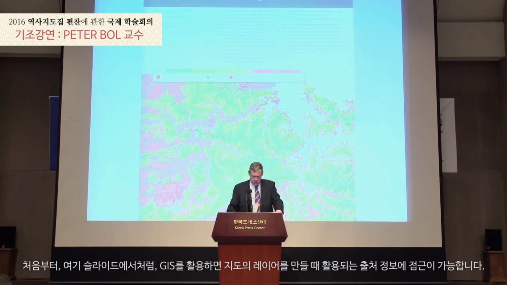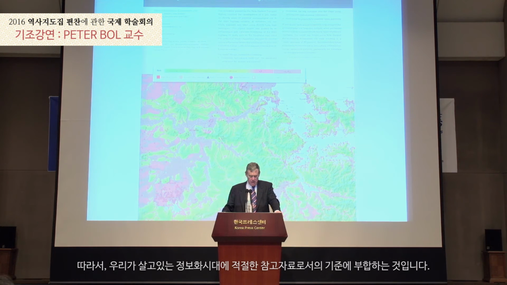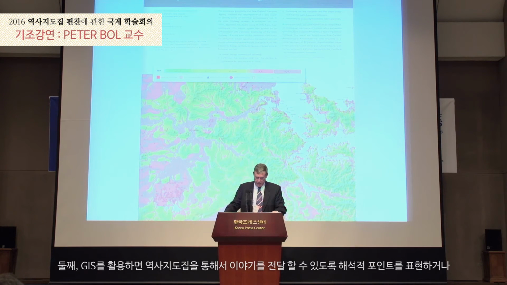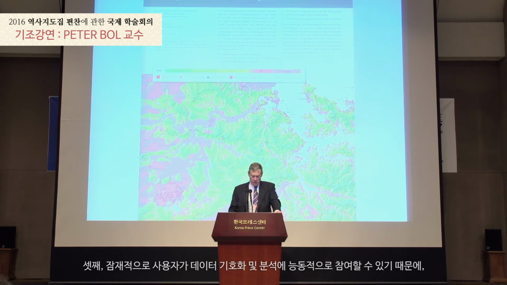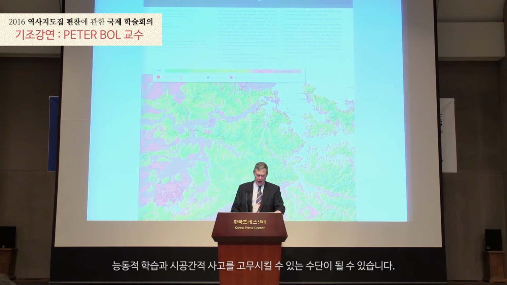Good. In the first place, it allows us to keep the source information used for creating the layers that go into a map accessible, and thus meets the standards of a reference work appropriate to our information age. Second, it makes it very easy to create maps that illustrate an interpretive point or a discovery in the data so that the atlas can tell stories. Third, it has the potential to allow users active involvement in data symbolization and analysis, and thus becomes a means for encouraging active learning and spatio-temporal thinking.